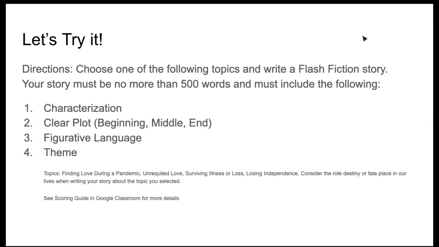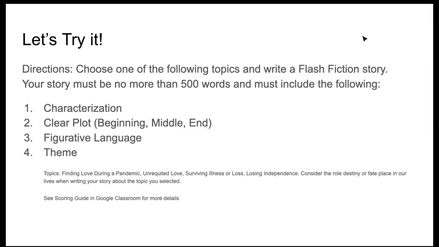So choose one of the following topics and write a flash fiction story, and you'll find those topics at the very bottom. Your story must be no more than 500 words. And yes, I'll be able to determine whether or not you've written 500 words. 500 word limit. There is a cap. Please do not write 600 words or 700 words or 1,000 words because you just couldn't help yourself. Remember, we must be specific, intentional, and precise in our word choice. You're choosing words that will clearly convey your story, the meaning of your story, of what it is that you're trying to say to us.